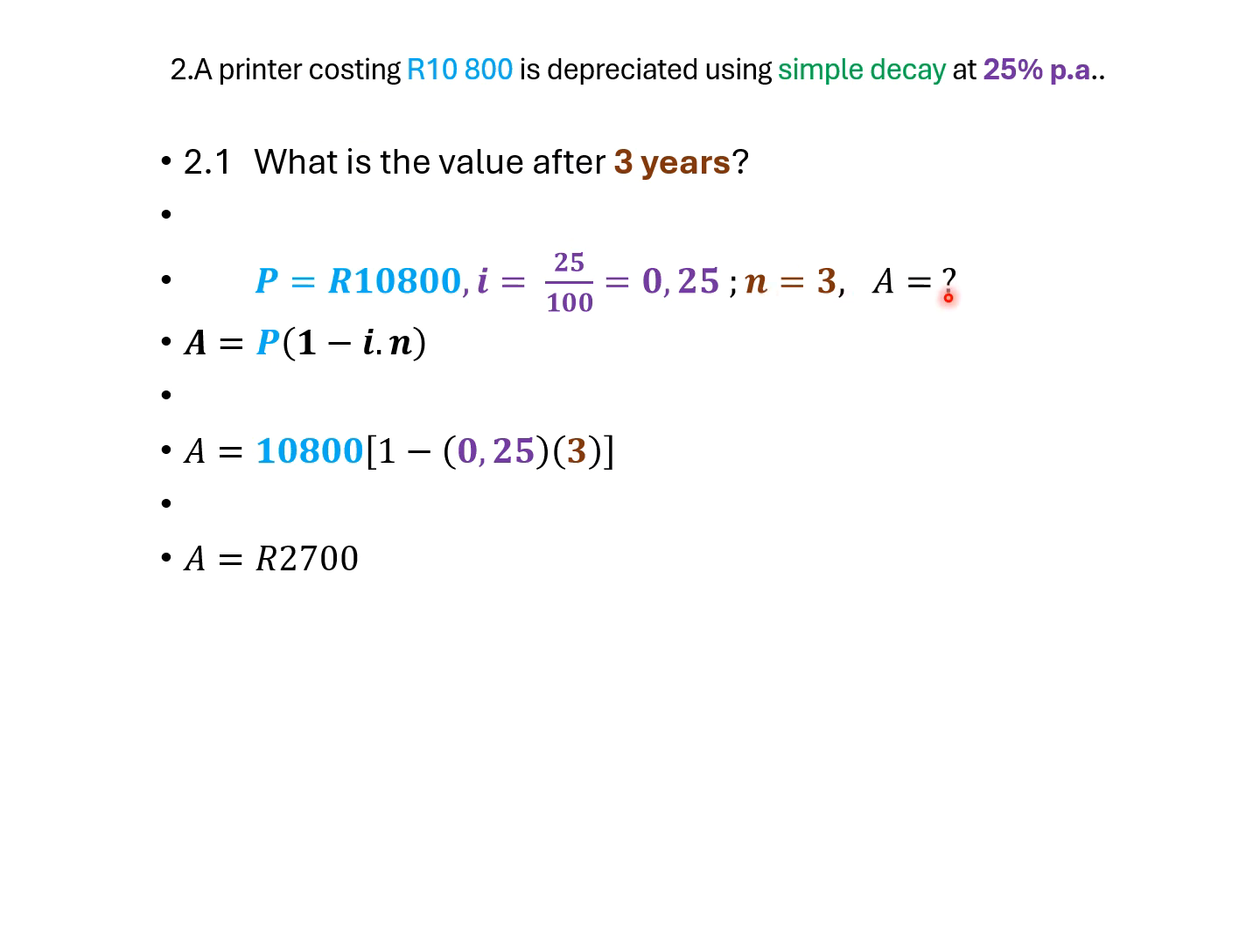Again, they want A, so A equal to P(1 minus i times n), because they said simple decay, right? So my interest is 0,25, n is 3, and P is 10,800. 1 minus 0,75 gives me 0,25, which is a quarter of that. A quarter of that, after 3 years, my printer is only worth 2,700. Right? Now, let's go look at different problems.